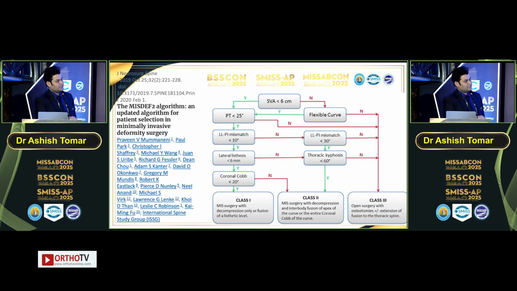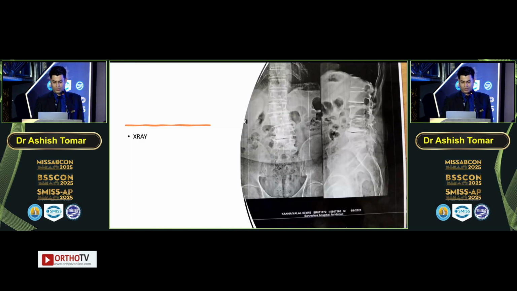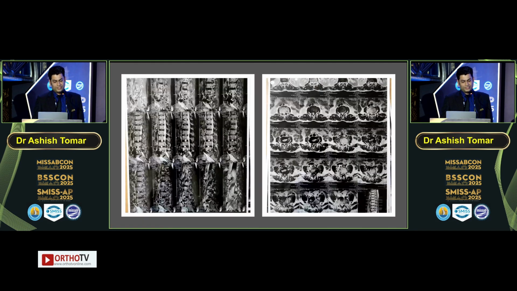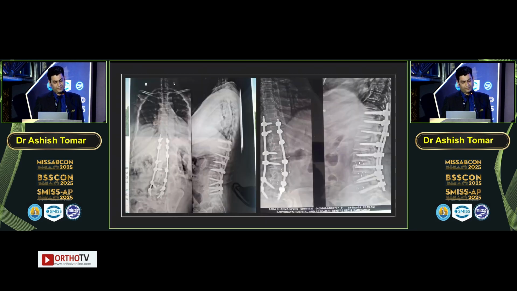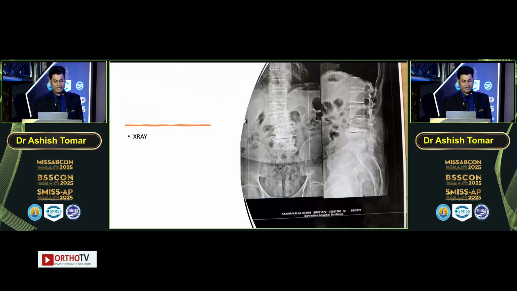But finally, this is the MISSAB, this is the crux. In the MISSAB algorithm, they have told that if PI minus LL is less than 10 degrees, you can do just decompressions and short fusions. PI minus LL less than 30 degrees and thoracic kyphosis less than 60 degrees, then SMISS, and beyond 30 degrees, you need to go open. Yes, please conclude. So, okay. These were the cases, maybe just UIV and LIV, and then I can conclude.